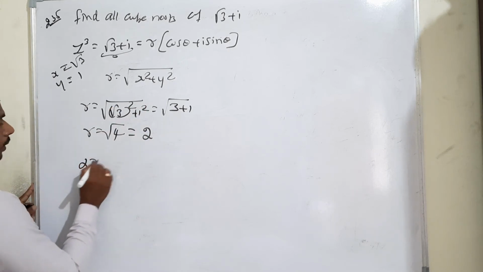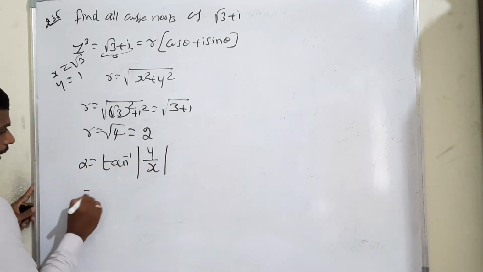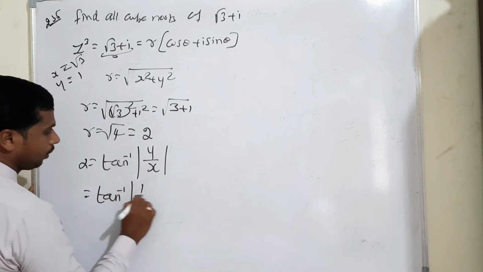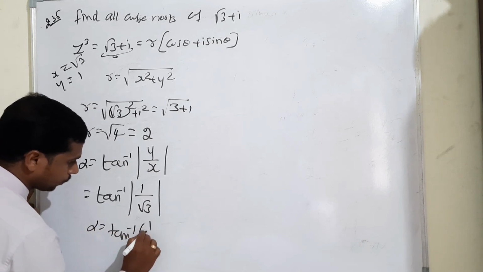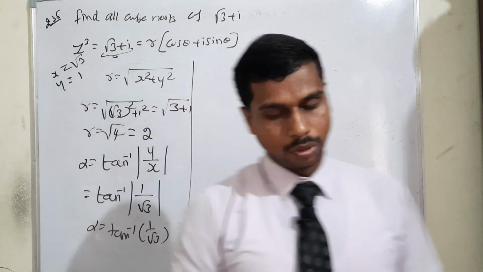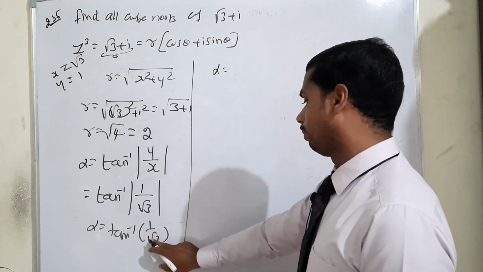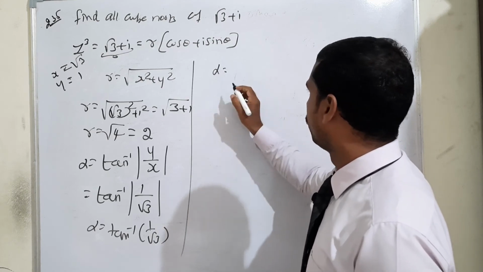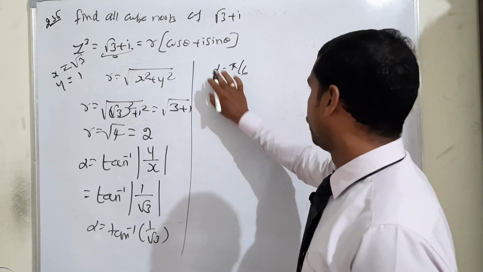Moving on to find alpha. Alpha is equal to tan inverse of modulus of y by x. Again, tan inverse of modulus of y by x, the value will be 1 by root 3. Therefore alpha is equal to tan inverse 1 by root 3. So tan inverse 1 by root 3 means alpha is definitely 30 degrees. 30 degrees means pi by 6 will come, isn't it? So now we can write alpha is equal to pi by 6. So now we need to find out theta.